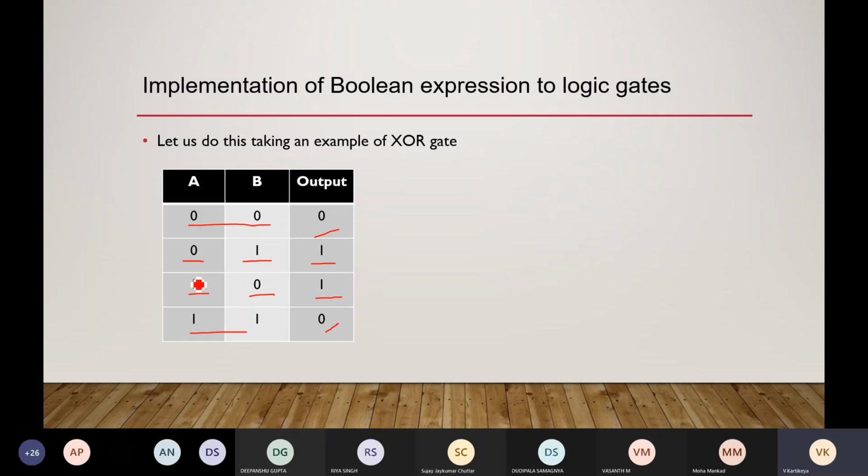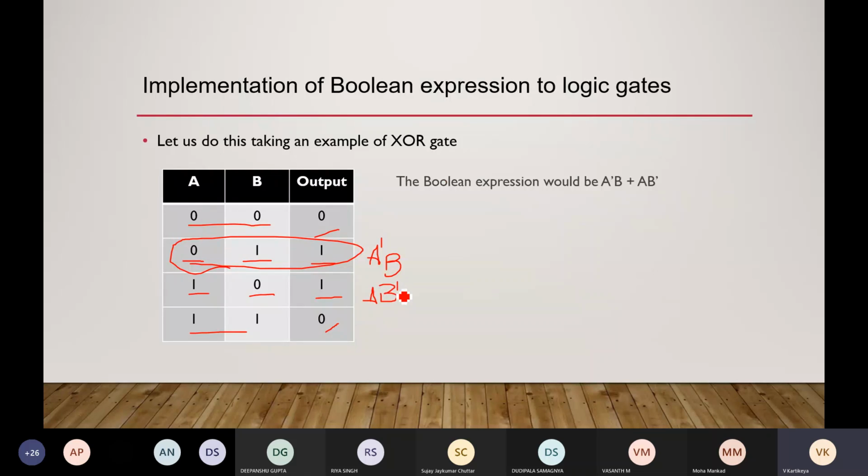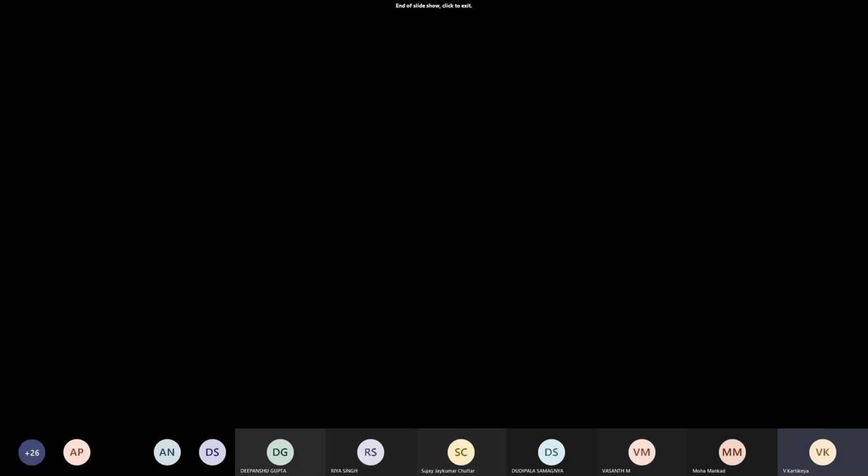So can someone tell me the product form of this? Like we discussed the product form in the previous slide. A bar B, yeah, cool. It's A dash B. And for the next one, A B dash. Cool. So basically, for the XOR gate, the Boolean expression in sum of products form would be A dash B plus A B dash.